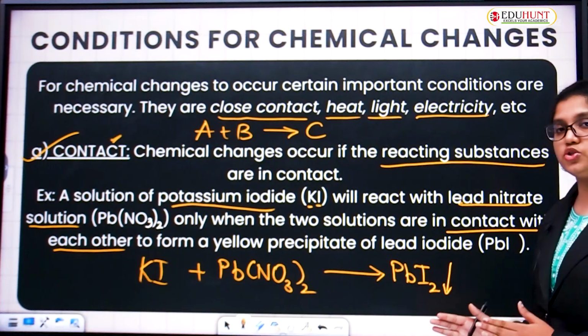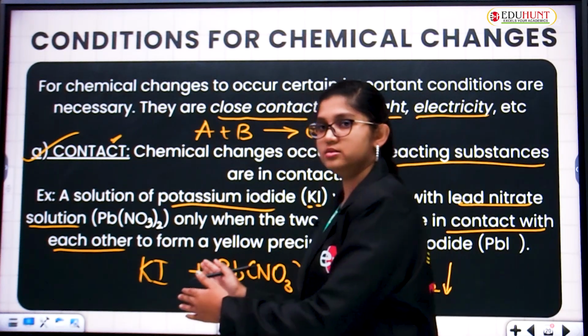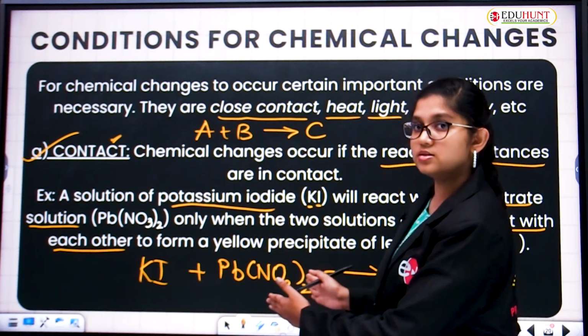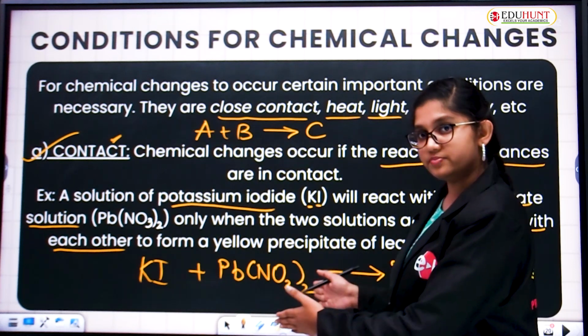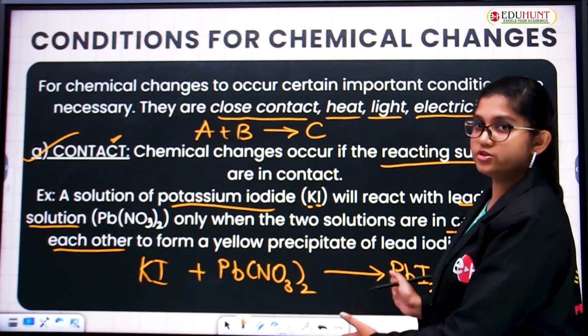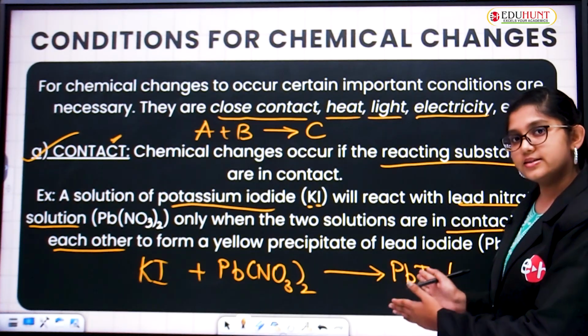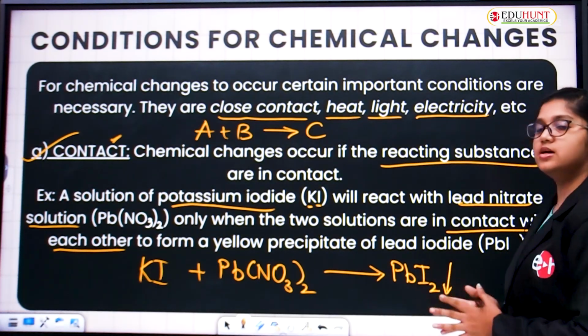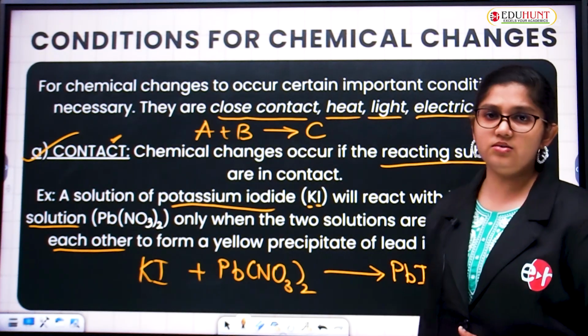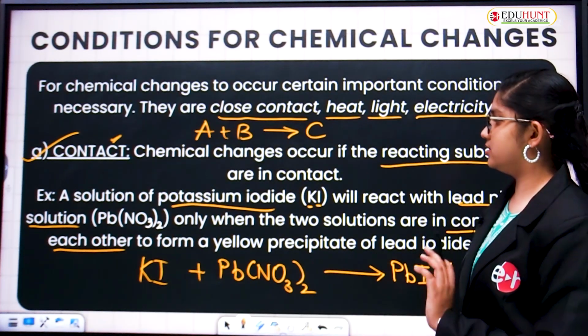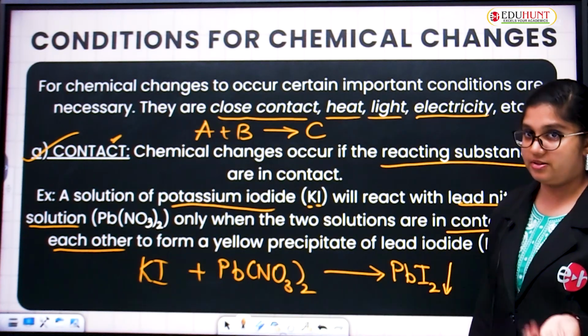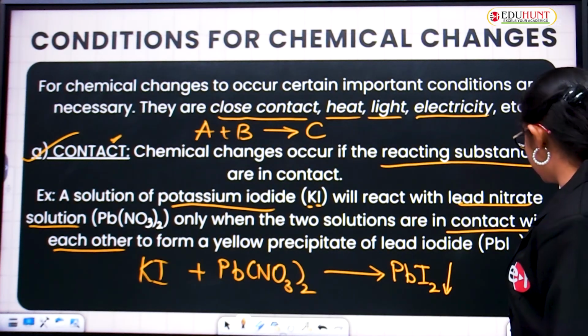So when a solution of potassium iodide came in contact with a solution of, very good, what is that? Lead nitrate, it will give rise to lead iodide. This is the first example given for the contact. Like this the chemical reaction happens. Fine. So this is the contact, children.